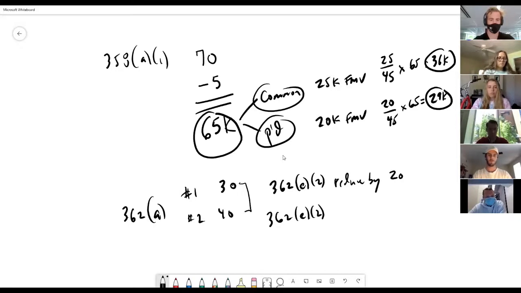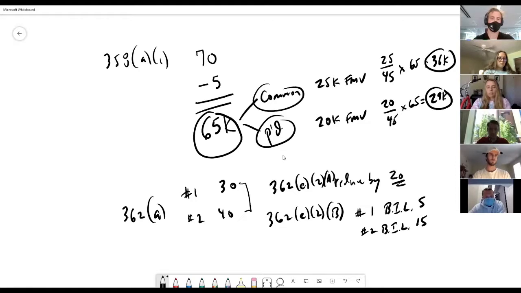362(e)(2)(B). (A) says reduce by 20. (B) says you reduce it in proportion to their share of the built-in losses. And this is pretty easy here. Number 1 has a built-in loss of 5. Number 2 has a built-in loss of 15.